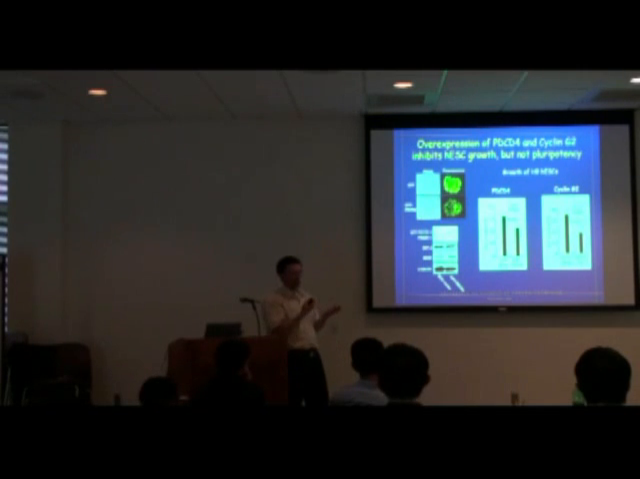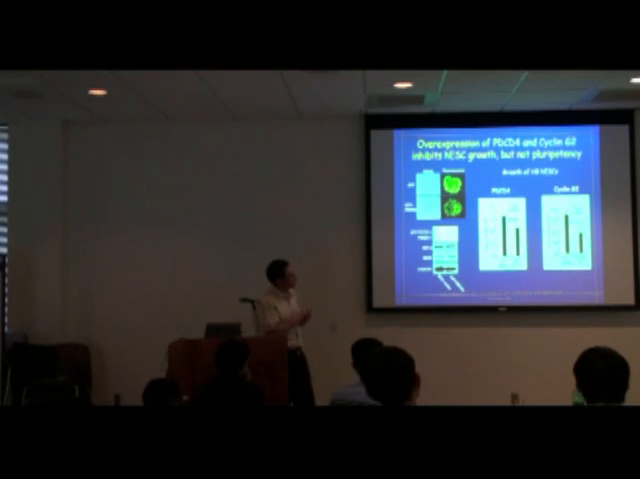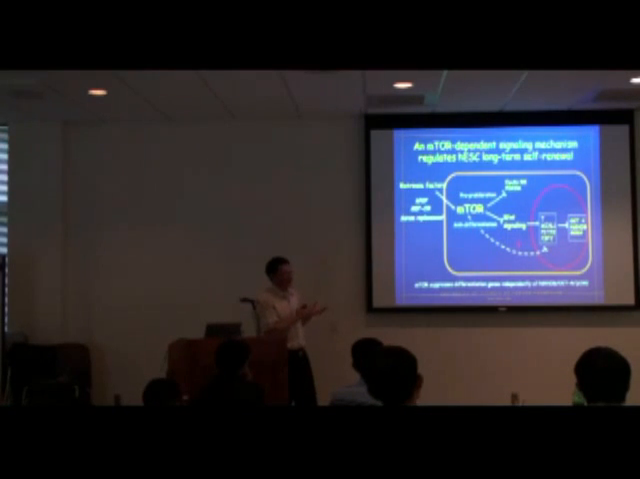Again, you can just use a very simple overexpression experiment. You can overexpress PDCD4 and cyclin G2 in the cells. Again, you can see a very robust reduction in growth after we overexpress cyclin G2 and PDCD4. So this is really the summary slide.